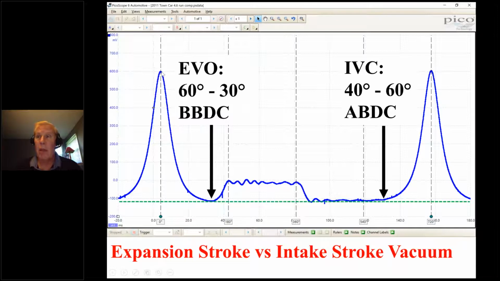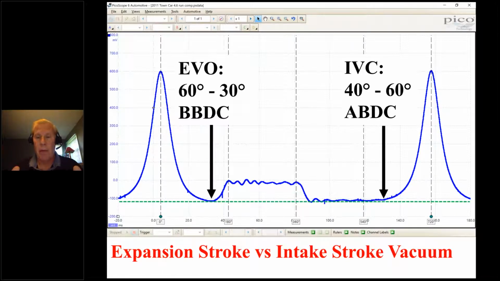Then, if that exhaust valve closes 60 degrees before bottom dead center, we have 120 degrees to lose pressure, which gives us our symmetrical compression tower. So I had 120 degrees to build, and I had 120 degrees to lose. That's why the towers look the way they do.